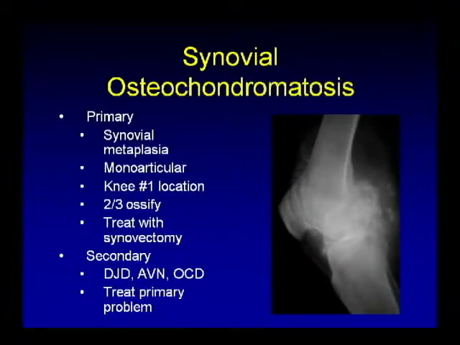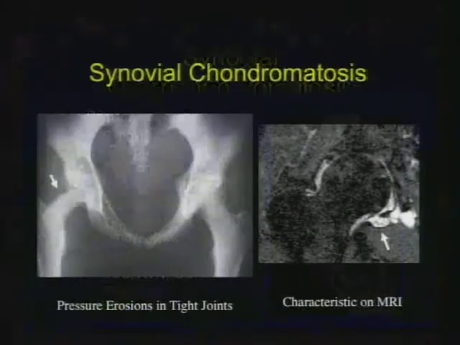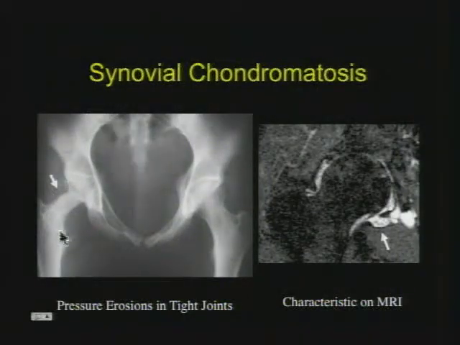Whereas secondary osteochondromatosis is when you have bodies in the joint, but it's not from metaplasia of the synovium. And we think about osteoarthritis, osteonecrosis or AVN, and osteochondritis dissecans or other osteochondral injuries creating cartilage or bone bodies in the joint. And they aren't uniform, usually have other problems with the joint like osteophytes and narrowing. And there you want to treat the primary problem and take out the bodies. You don't do synovectomy.